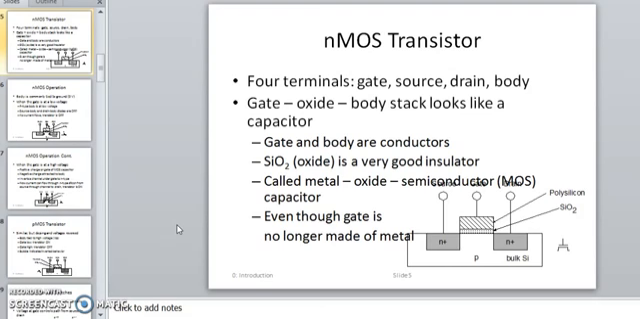First we see the NMOS transistor. The NMOS transistor has total four terminals: gate, source, drain and body. Here the NMOS transistor looks like a capacitor, made of gate, oxide and body. The oxide is the middle part, and the two plates are the gate and the body. SiO2 is used, which is a very good insulator, as the oxide in this semiconductor.